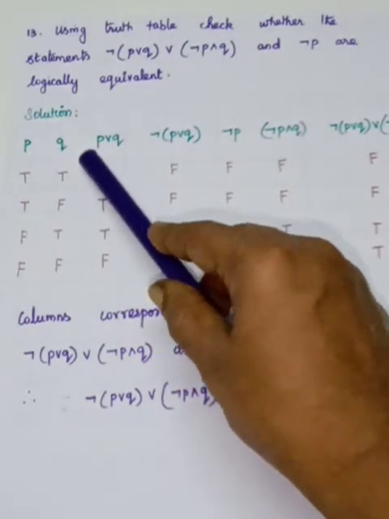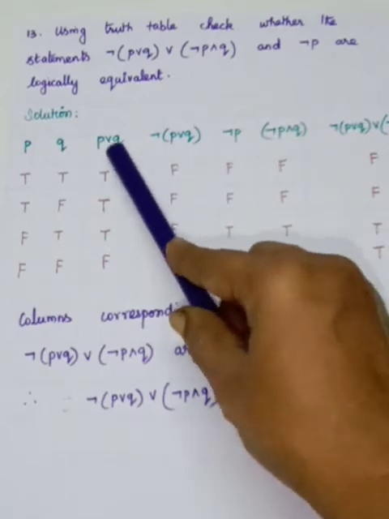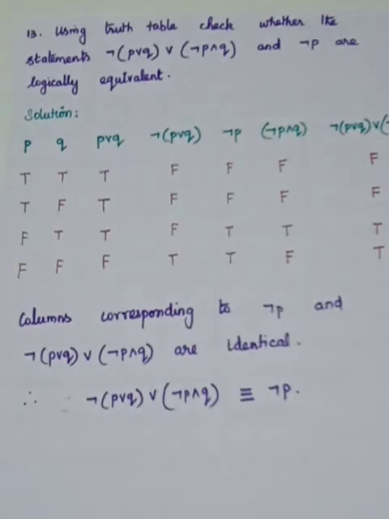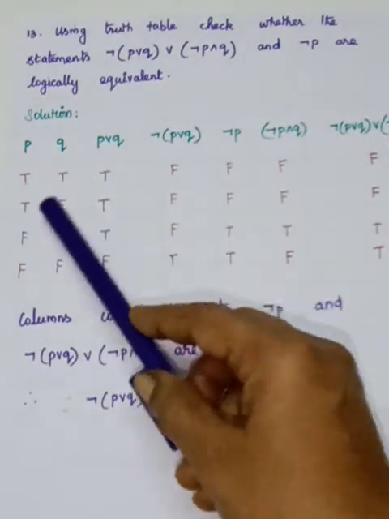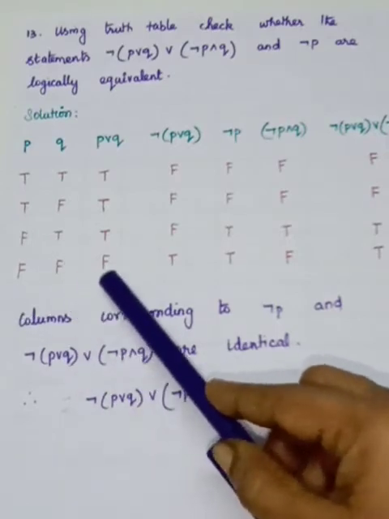So P, Q are 2 simple statements, so you have to write 4 rows. And P or Q. R means any one is true, it is true. Both are true also is true. So true, true is true. Here P is true, so it is true. Here Q is true, so it is true. Here both are false, so it is false.